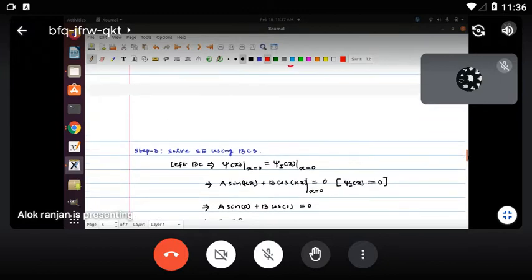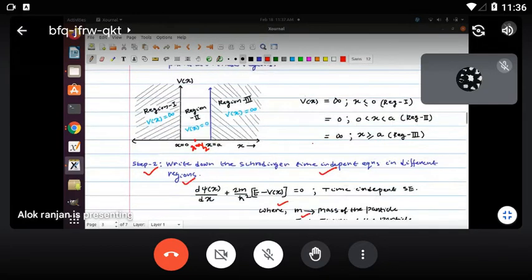At the left boundary, since we defined it, psi naught x at x equal to 0 must be equal to psi x at x equal to 0. And at the right boundary, psi naught x at x equal to a must be equal to psi x at x equal to a. So these are the left and right boundary conditions.